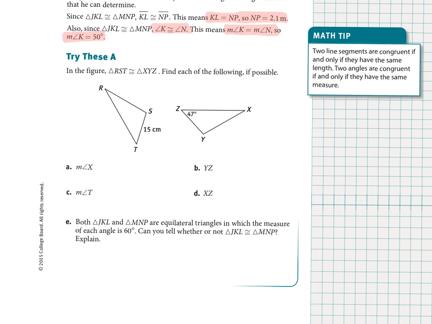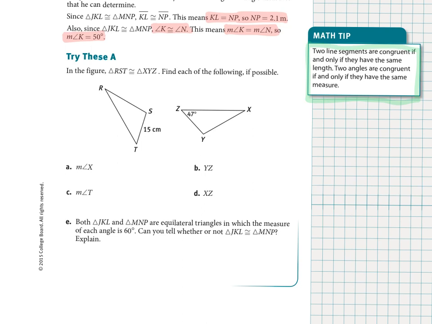Now, before we look at the try these A section, let's look in the margin at another one of the math tips that they gave us. As a nice reminder, 2 line segments are congruent if and only if they have the same length. Remember, same size, same shape, right?